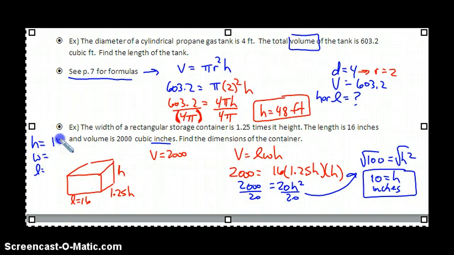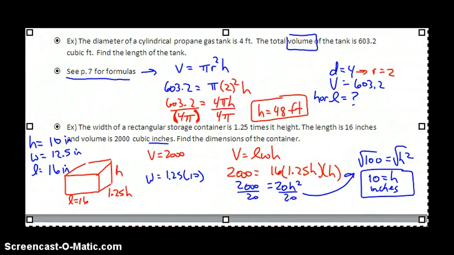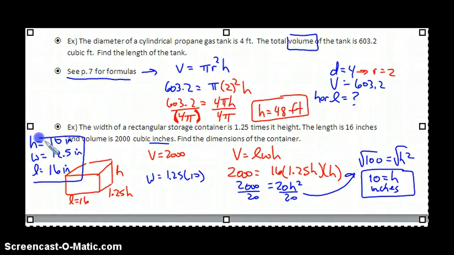I know that the width or the length was 16. They already gave that to me. So to find the width, I would do 1.25 times 10 to get 12.5. I should add inches to all of these. So my answers are really 10, 12 and a half, and 16, not just 10.